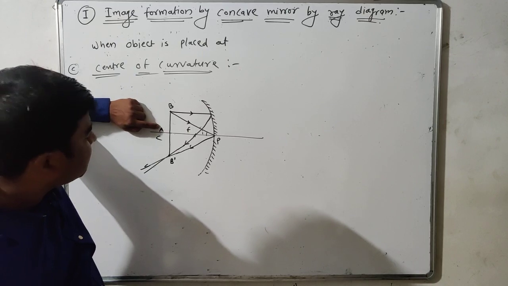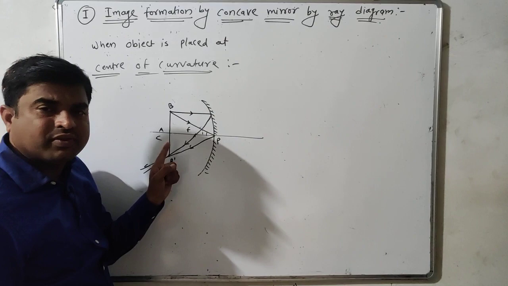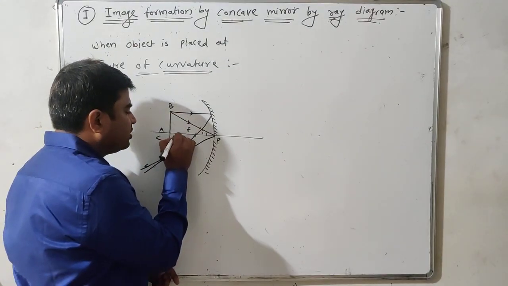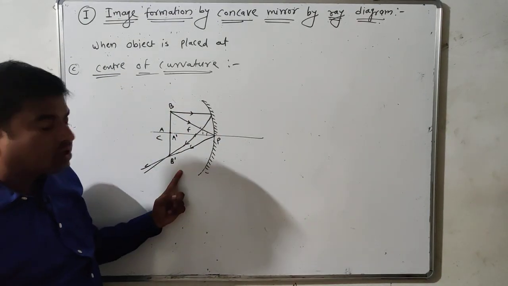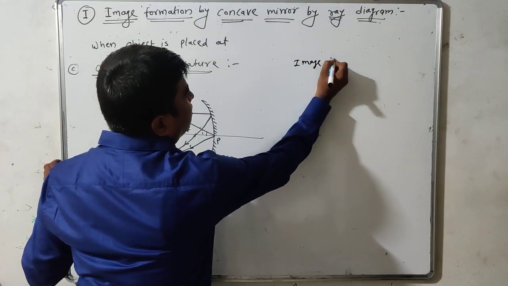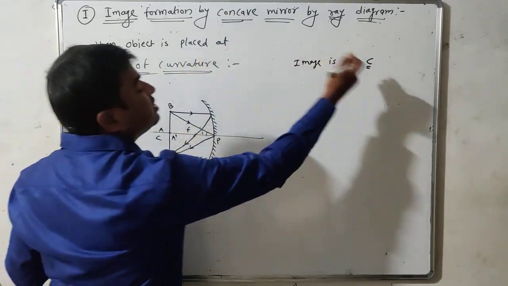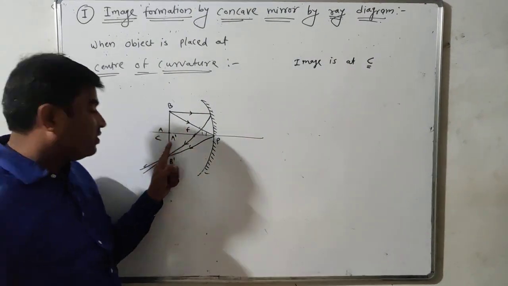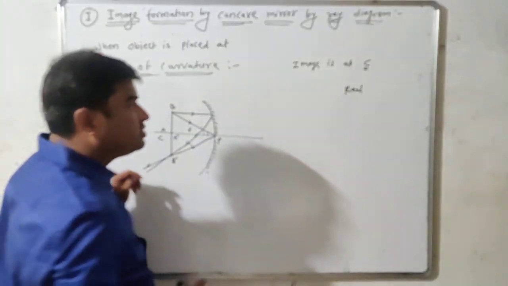As you know, point A lies on principal axis, therefore its image will also be on principal axis, and these two are interconnected, therefore image is also here, A dash B dash. Understand? Therefore we can say that image is at C. If object is at center of curvature, then image is also at center of curvature. Position of object and image is same. Nature, real, because these are the converging rays.